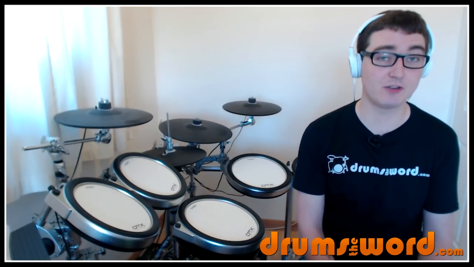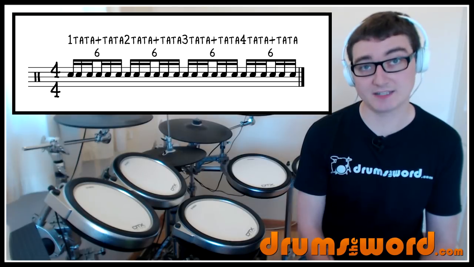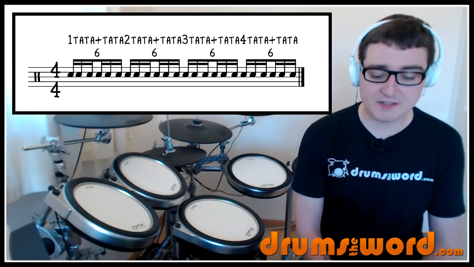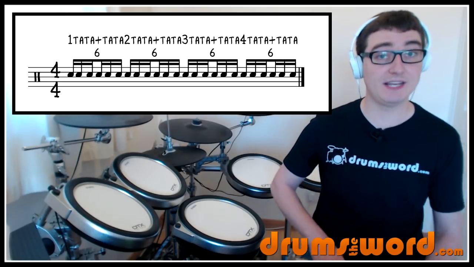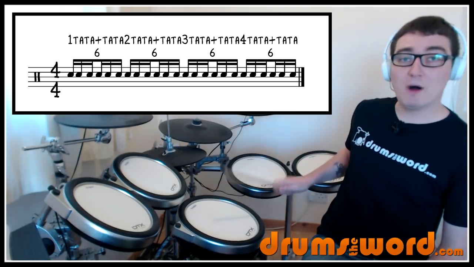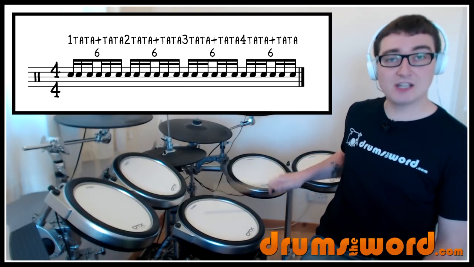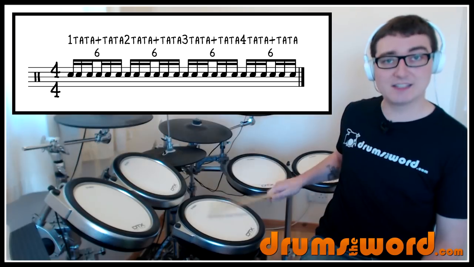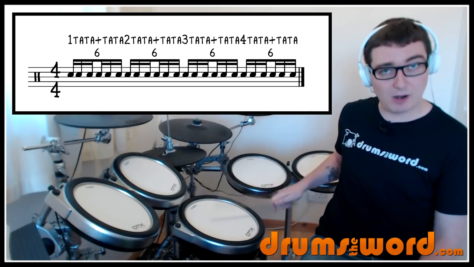But you do find 16th note triplets written into groups of 6 like this. So a bar of 16th note triplets would be played and counted like this. Here we go. One stick. 1-ta-ta, an-ta-ta, 2-ta-ta, an-ta-ta, 3-ta-ta, an-ta-ta, 4-ta-ta, an-ta-ta, 1.